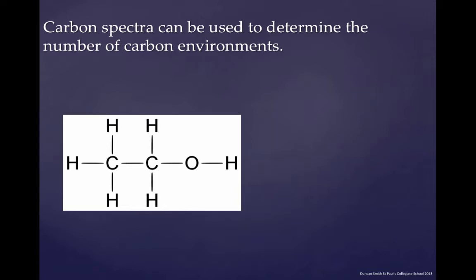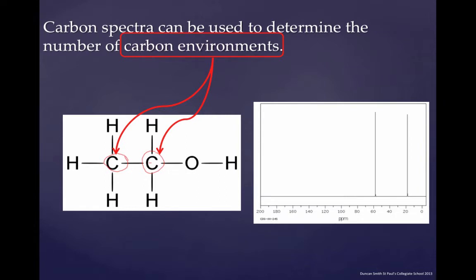Here is ethanol. You can see that this carbon atom is bonded to 3 hydrogen atoms, a CH2 and an OH, whereas this carbon atom is bonded to 2 hydrogen, OH and a CH3. Therefore, there are 2 carbon environments, so on the spectrum you'd expect to see 2 peaks representing this.